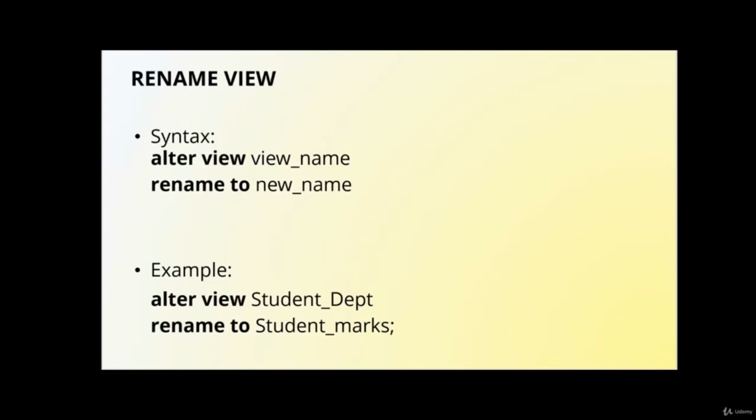So what I will write is alter view student department. Student department is the existing name of that view, and rename to student marks. I want to replace the name student department with student marks. So I'll write the query as alter view student department and then rename to student marks. So it will rename the view to student marks.